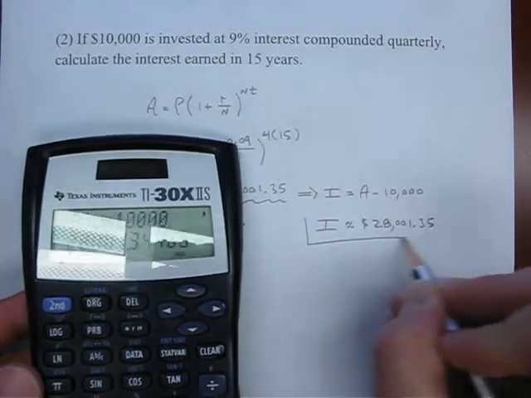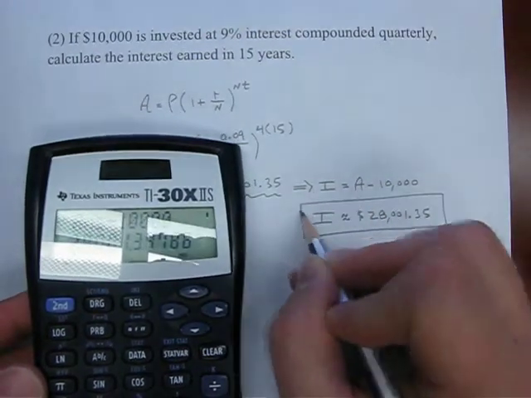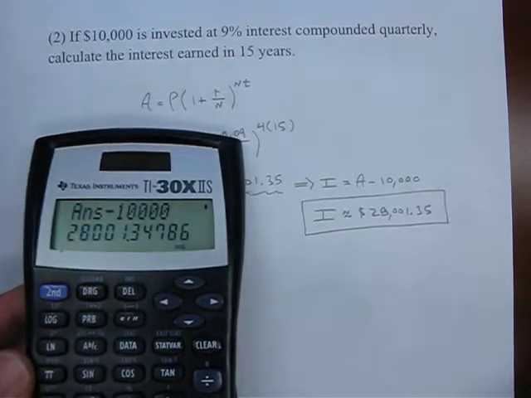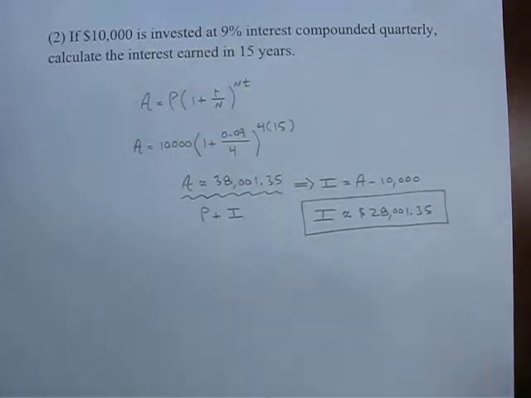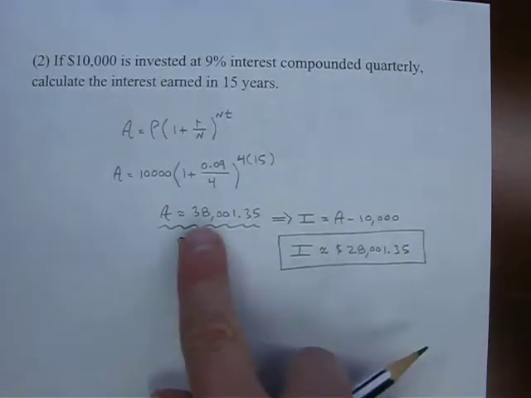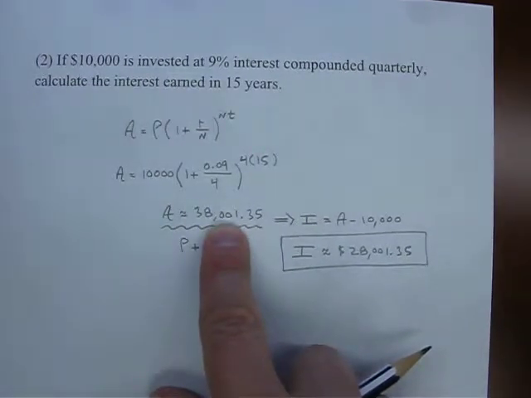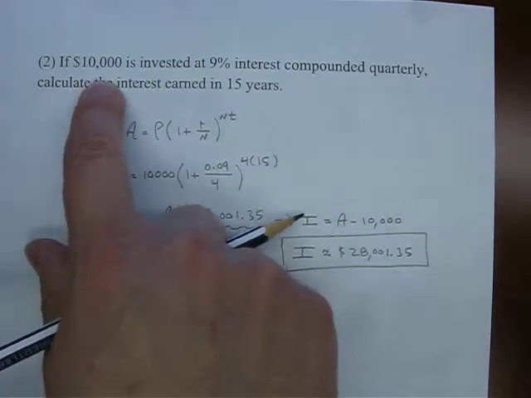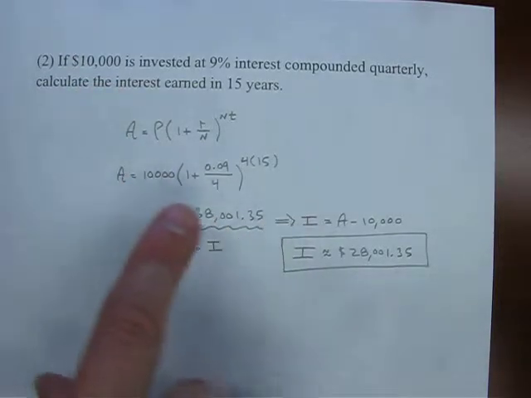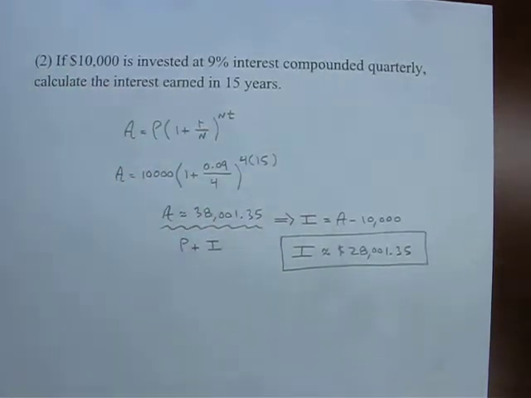Okay, so that's what we were after. Again, I rounded it to the nearest penny. I can't say that's the interest because that includes what I started with. The difference between these is the interest. All right, so 2 down. Let's go to question 3.